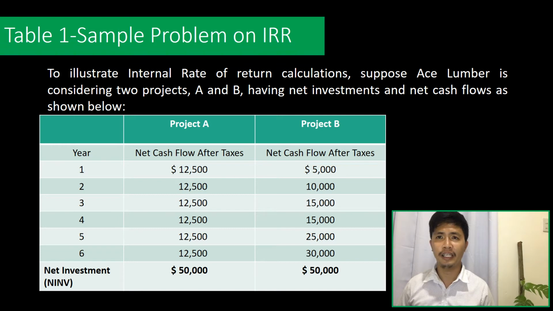The figures are taken from our book, Contemporary Financial Management, 10th edition. To illustrate internal rate of return calculations, suppose a firm is considering two projects, A and B, having net investments and net cash flows as shown below. Let's observe that project A has a uniform cash flow of 12,500, while project B has uneven cash flows. Both projects have net investment of $50,000 and the cash flow is for 6 years.